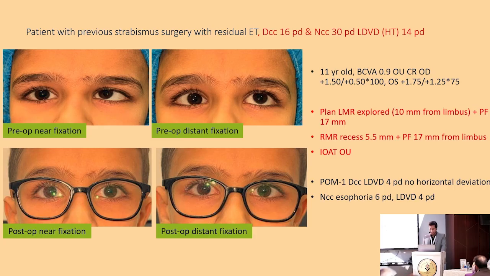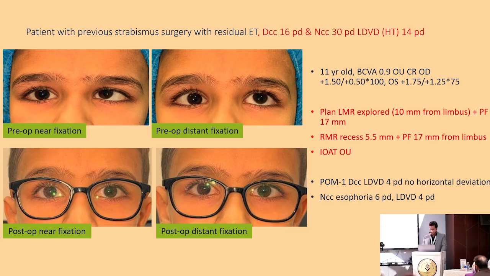So the plan here, because I have to put a posterior fixation suture to collapse the gap that is about 40 to 50 prism diopter. I've explored first the medial rectus muscle. It was 10 millimeter from limbus, so I've decided not to do any further recession.